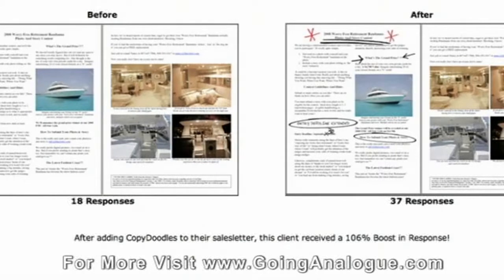Again, here's a direct response mailing for high-end yachts. Obviously, these things are going to be very, very expensive, so they're selling high-ticket items through direct response. The original letter had 18 responses. The second one, when I added in those Copydoodles with the asterisks and some arrows and all that sort of stuff, jumped up to 37 responses. So that's a 105% boost in success by annotating the sales letter.